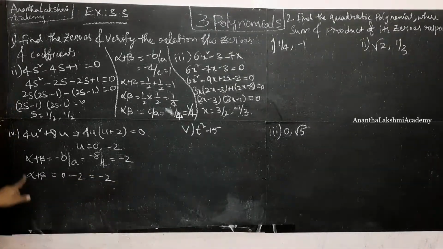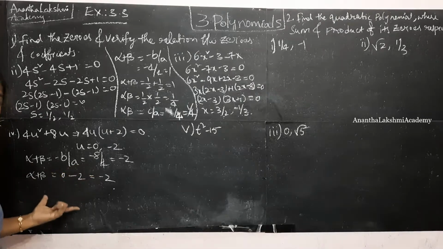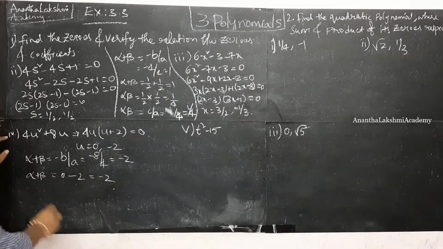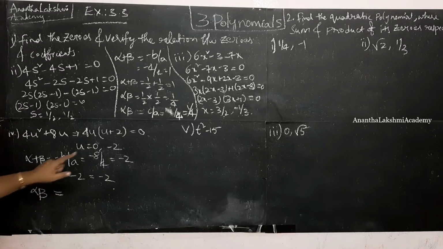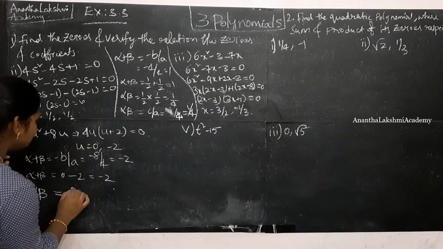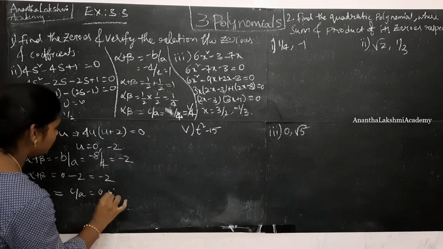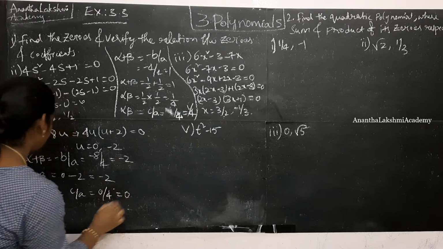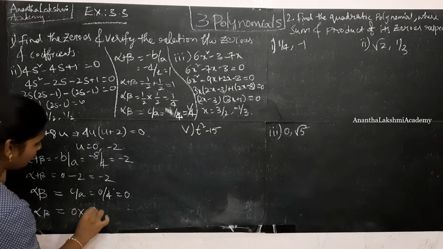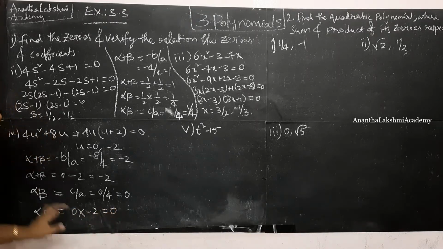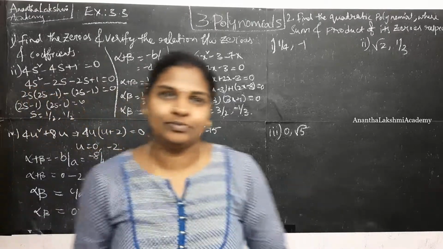So when we verify with the problem and with the concept, both of them should be equal. So alpha beta is equal to, what is it? C by a. C by a is nothing but 0 by 4, which is nothing but 0. Then alpha and beta, whatever the values we have got, 0 multiplied with anything is 0, isn't it?